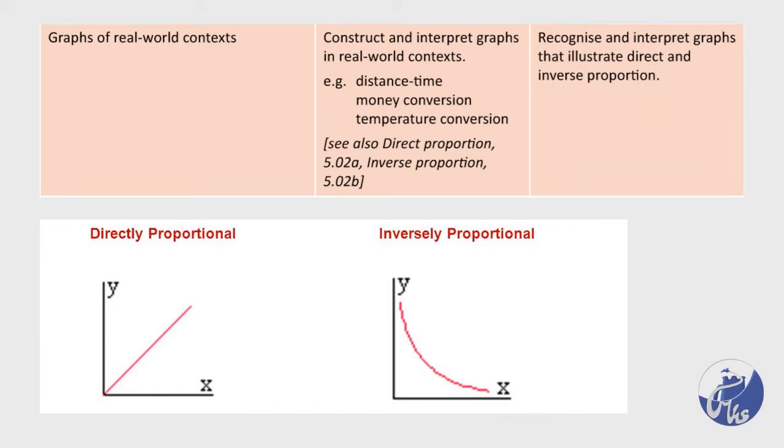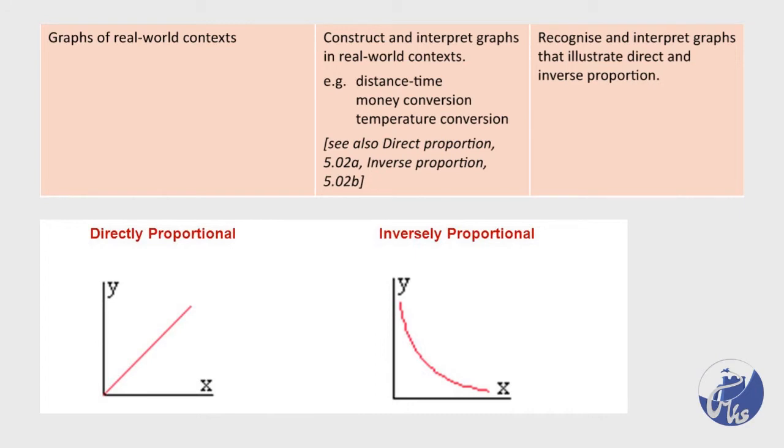So the next bit we're going to look at is graphs in real world contexts. You will need to be able to construct and interpret those graphs. So have an understanding that the slope of the graph is the rate of change and the intercept is usually like a fixed start point. It could be a fixed cost. Some of these graphs, if they're directly proportional, are going to go through the origin. So money conversion is a good one, because if there's £0, that would be $0, for example. And as you go up in pounds, the amount of dollars will go up in a proportional way. It will go up at the same rate.